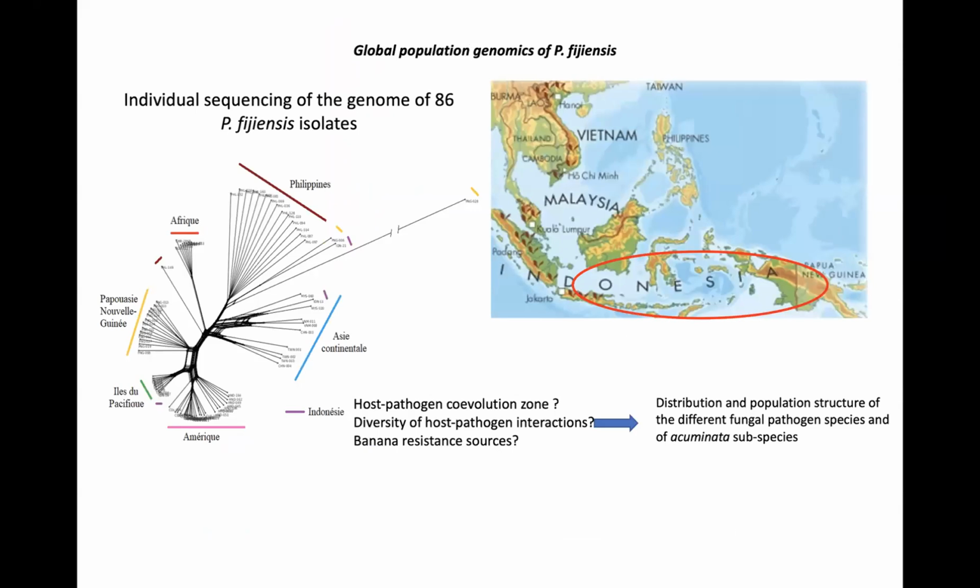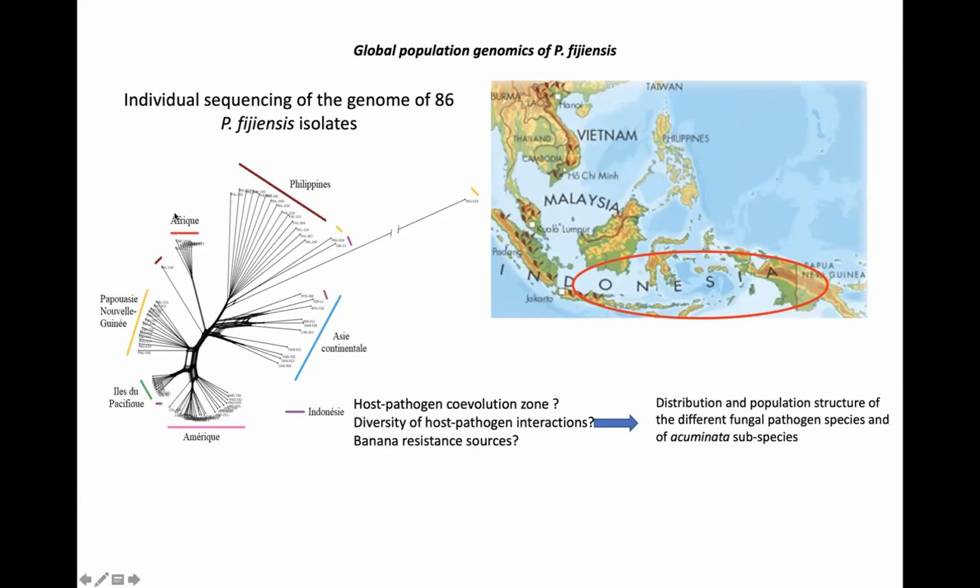Yes, to finish my presentation, I would like to present to you these preliminary results on the global genomic population analysis of Figensis. So we have sequenced about 96 Figensis isolates from different parts of the world, and we constructed from this data this network to see the genetic divergence between these isolates. So you can see again that there is much more diversity in Asia.